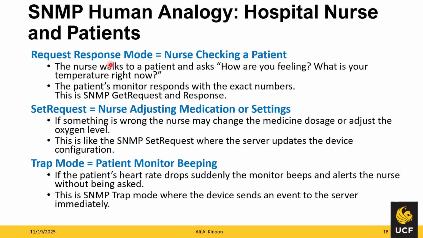And then request-response mode. This is one of the modes we have, where the nurse checks on the patient from time to time, asking how they're feeling, if they're okay, if they need anything. The patient monitor responds with the exact number. So this is the get request and response method that works with SNMP, because we said there are two ways it can work.